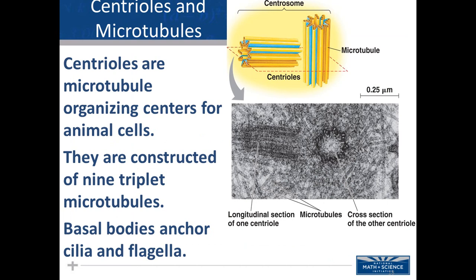The centrioles are microtubule organizing centers in animal cells, and they're found in an area called the centrosome. Plant cells have centrosomes, but they do not have centrioles. And we've already mentioned the structure of the centrioles having 9 triplet microtubules, just like the basal bodies.